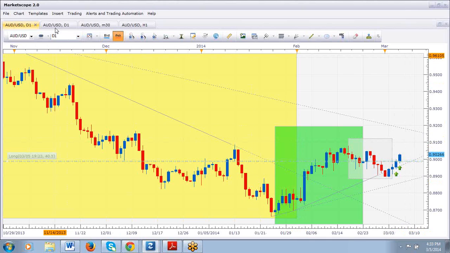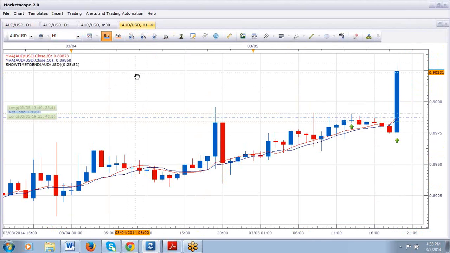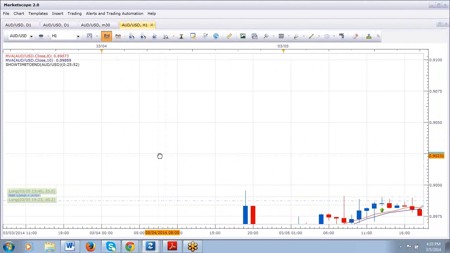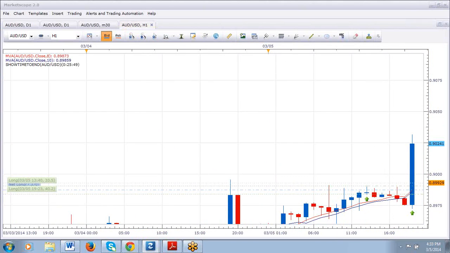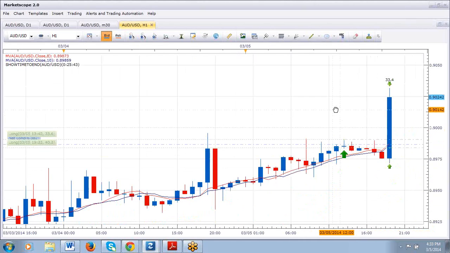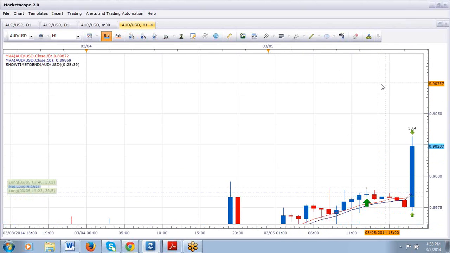But let me go through the 1 hour chart too. Anything can happen. There's a lot of force in there, so let me close some of that too, just to take some along the way, and then I'll let the others ride.